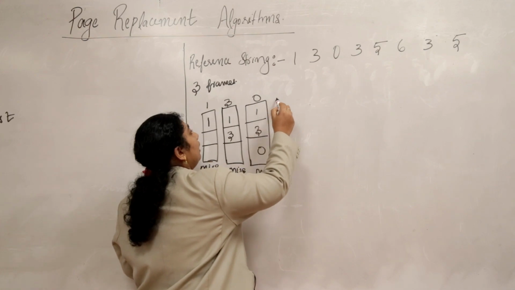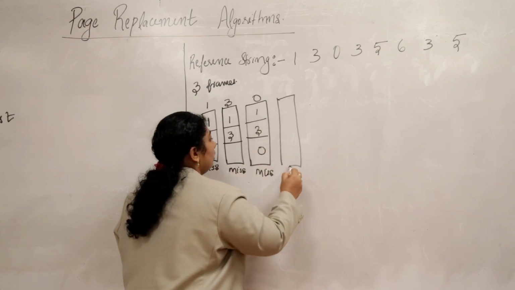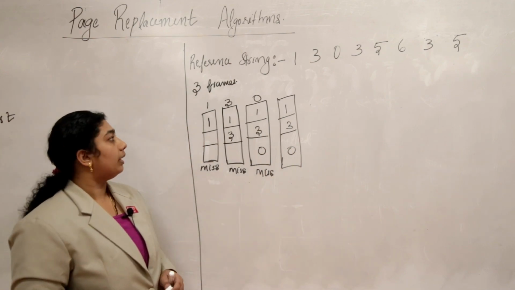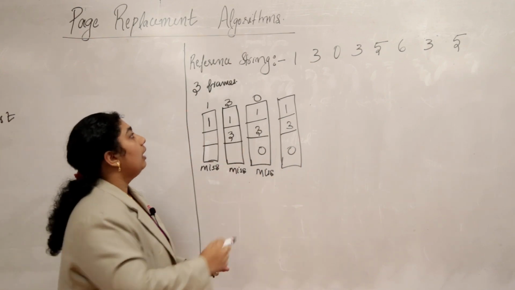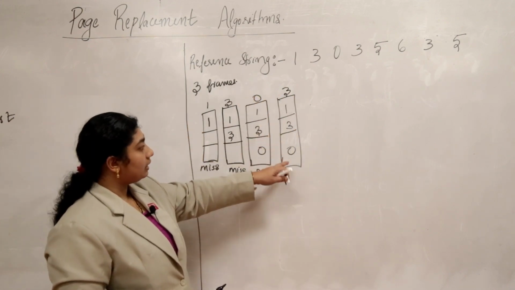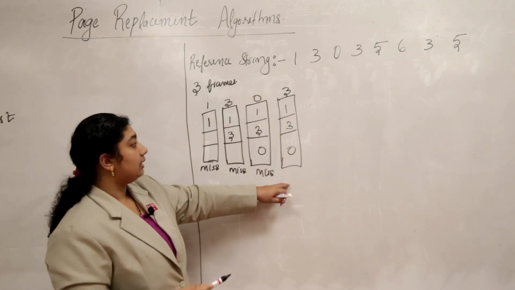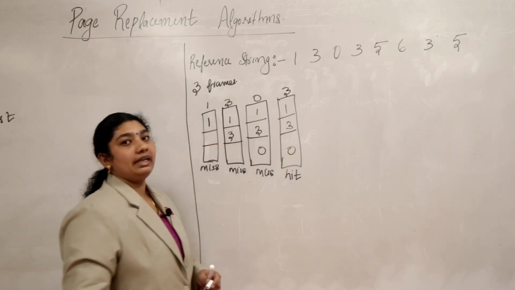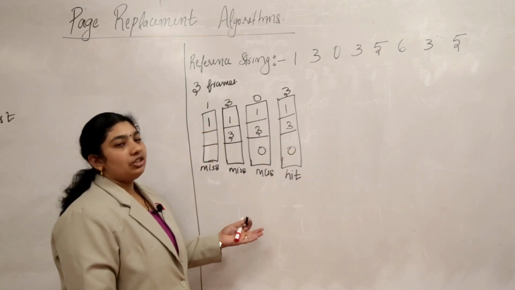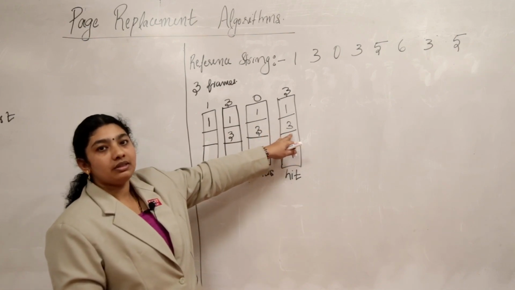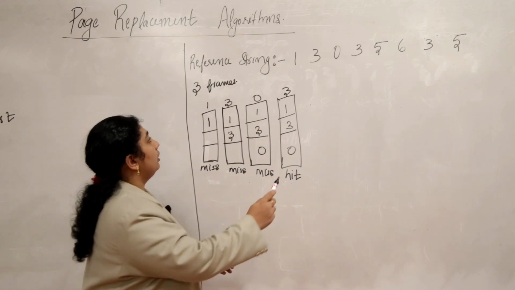Now 1, 3 and 0 are stored in the physical memory. No free spaces are available. The next requested value is 3. We check whether it is present in the physical memory. It is present, so it is called a page hit. Whenever a page hit happens, nothing has to be done. The page can be directly accessed from the physical memory and executed.